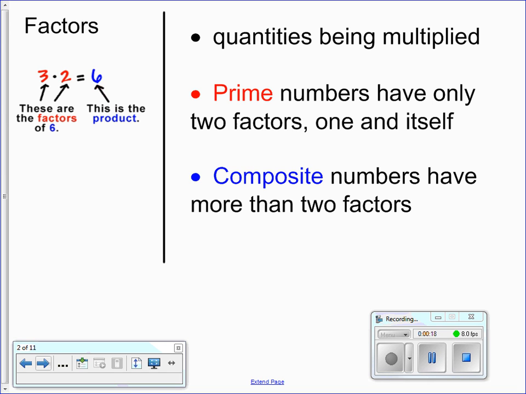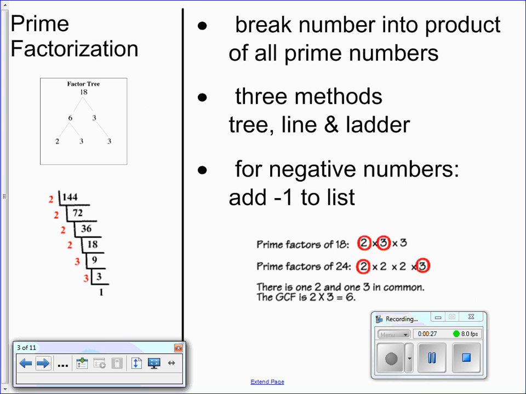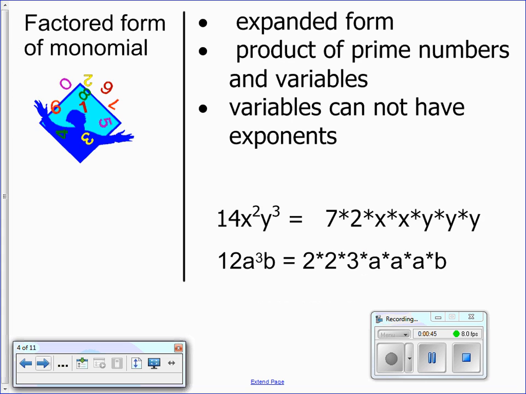If we have prime numbers, it means there's only two factors, one and itself. Composite numbers have more than two factors. Prime factorization means we break the number down into all prime numbers. So you can use the tree method, the ladder method, or the line method. Remember that if it's a negative number, you have to add -1 to the front of your list of numbers.